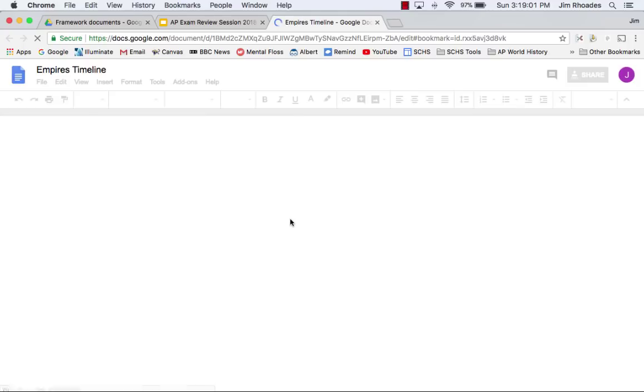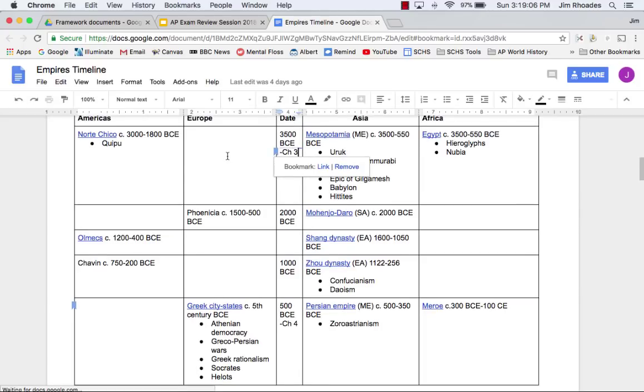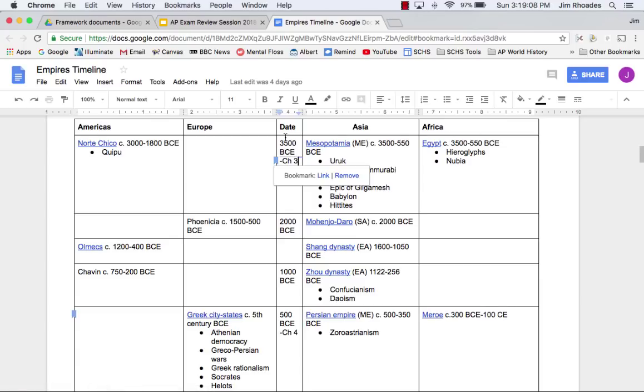And if I click on that, it takes me over here to a timeline that I've made for you that is organized by region across the side and by date down the middle here. And it has the note card terms that go with each of the civilizations. So you can always flip over to this and use it to help you with your reviewing. And these blue links here take you to the chapter videos I made in which each of those civilizations is discussed.